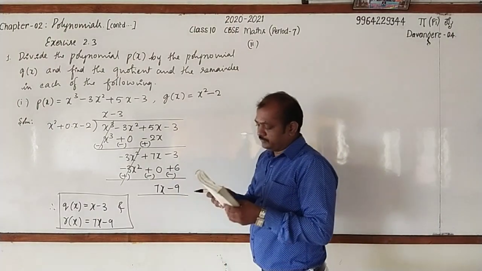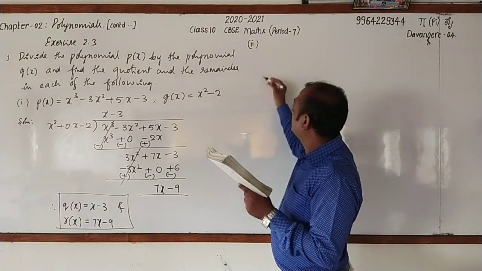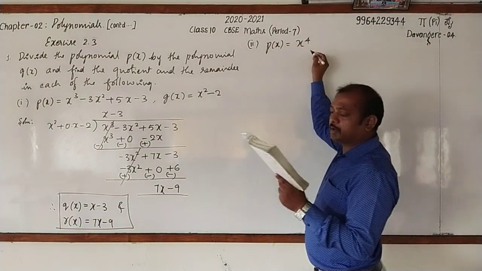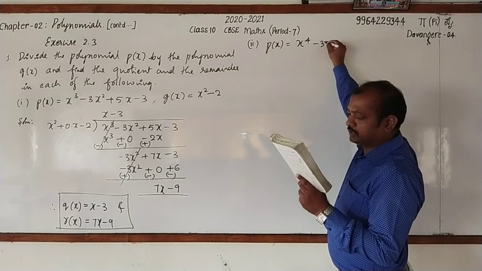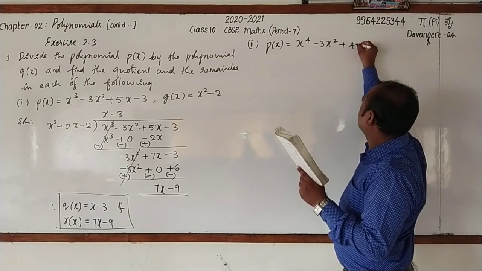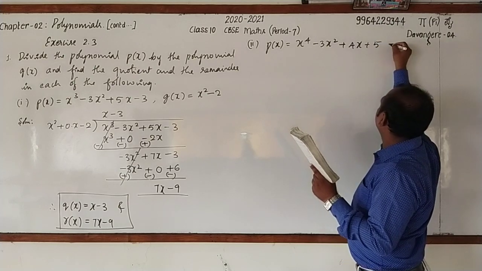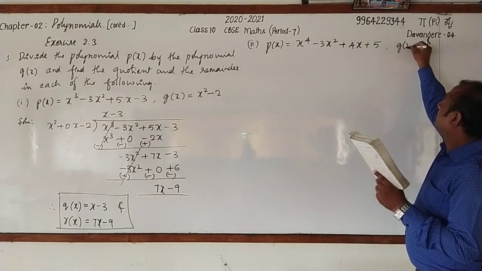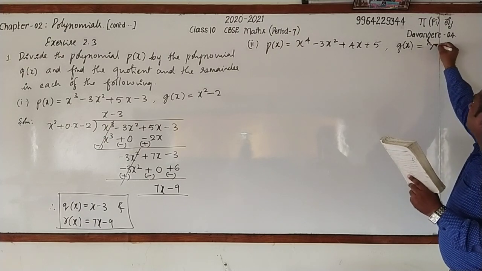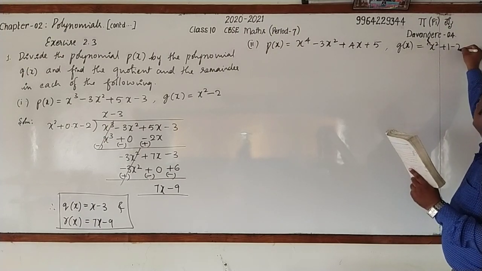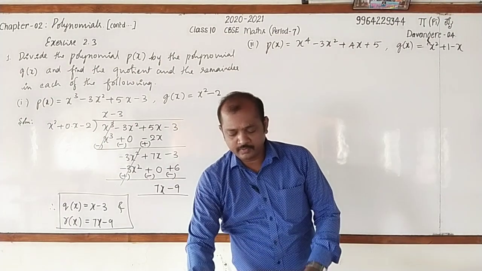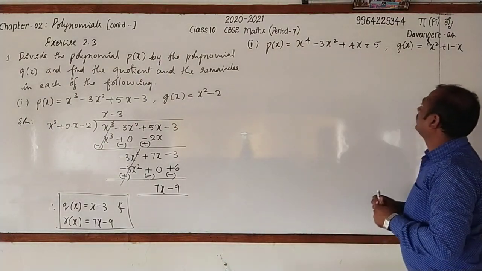The second one is like this. P of x is equal to x raised to the power 4 minus 3x square. Do remember, observe carefully. Plus 4x plus 5. It should be divided by another polynomial g of x, which is equal to x square plus 1 minus x. Clear? Let's go for division.